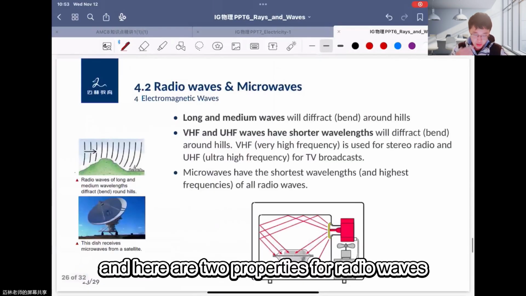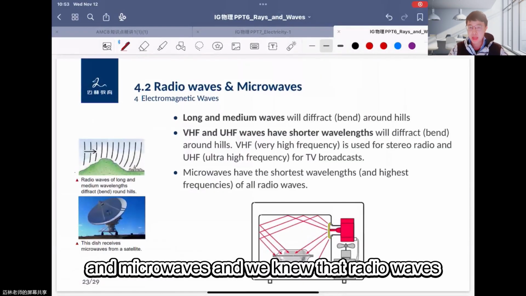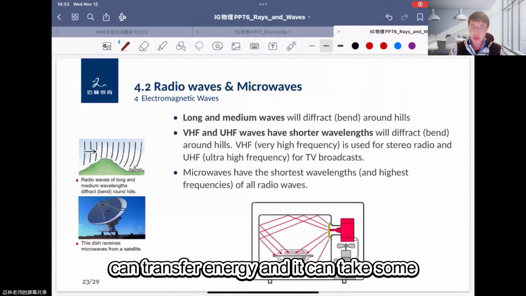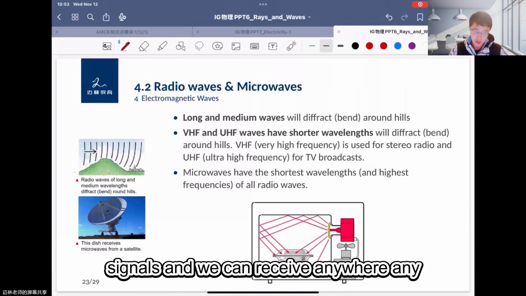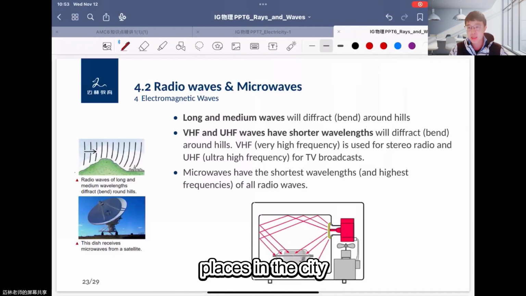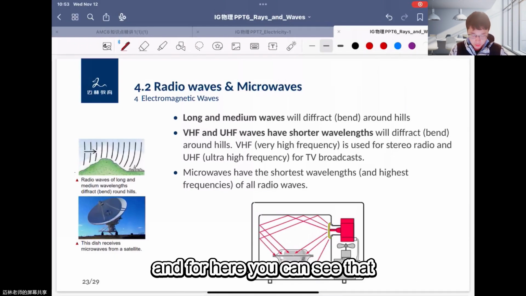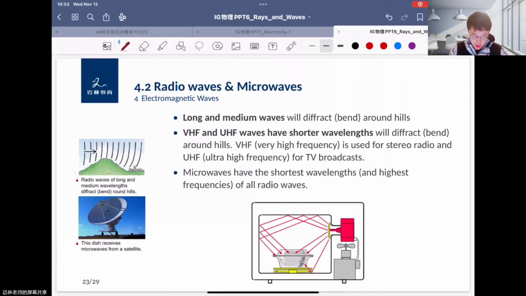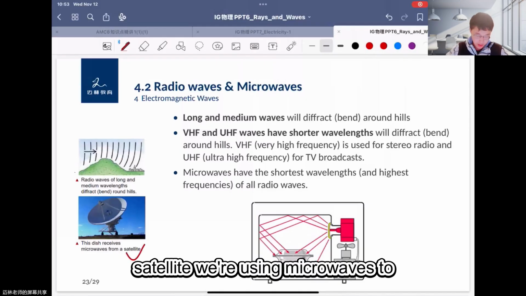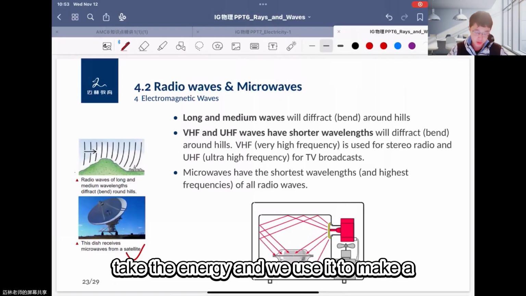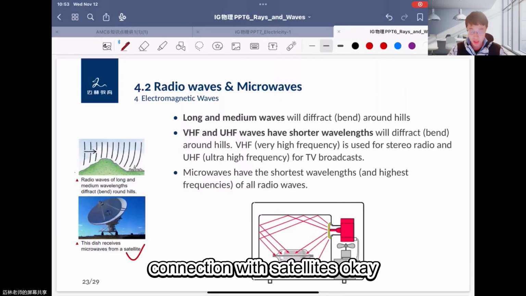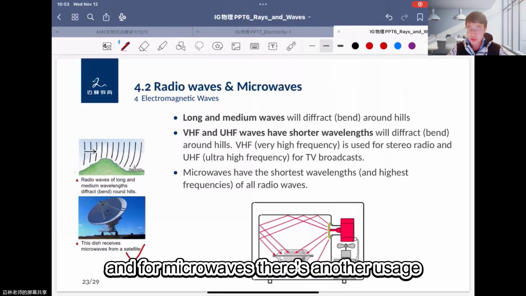Here are two properties for radio waves and microwaves. We knew that radio waves can transfer energy and carry signals with them, and we can receive them anywhere in the city. For satellites, we use microwaves to carry the energy, and we use them to make a connection with the satellite.